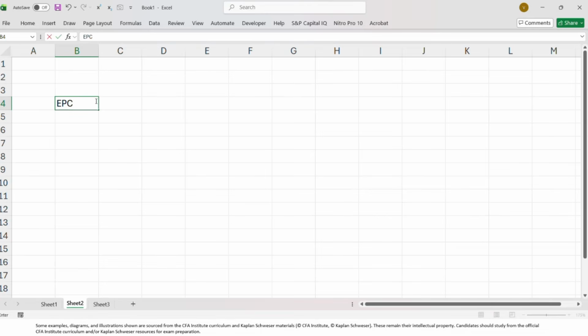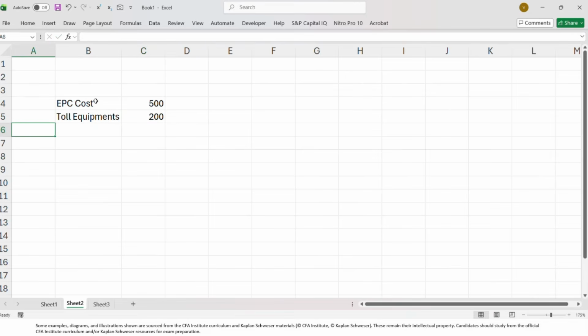I will say EPC, engineering, procurement, construction cost, 500. Toll cost, toll equipments, another 200, and admin cost, 100, which means we need a total cost of 800 to create this project.